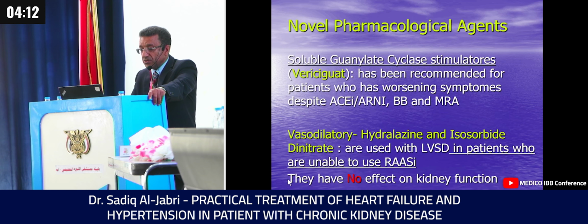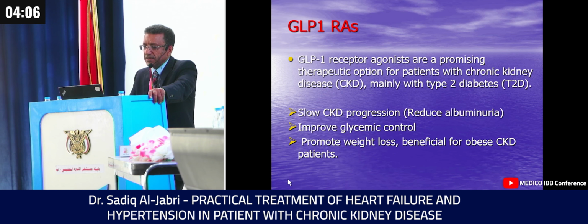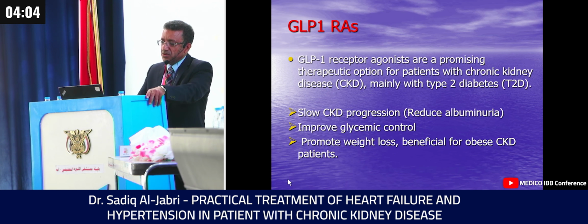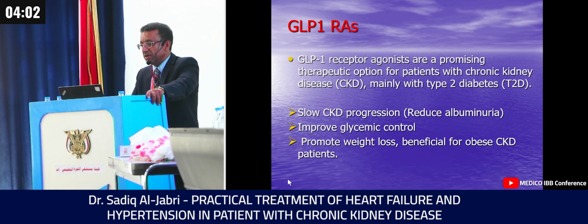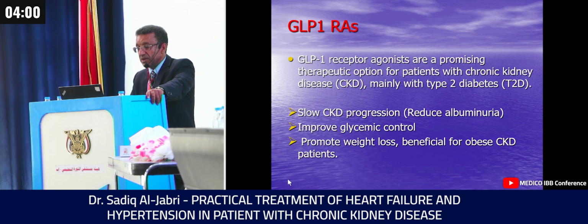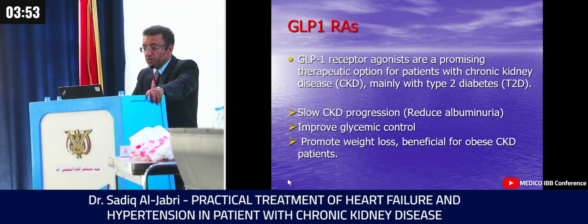Vasodilators like hydralazine and isosorbide dinitrate are safe in any stage of CKD. At last, we have GLP-1 receptor agonists. They are promising therapeutic options, mainly for patients with diabetes, obesity, and also heart failure. They slow CKD progression by reducing albuminuria and improving endothelial dysfunction. They improve glycemic control, and they even promote weight loss.